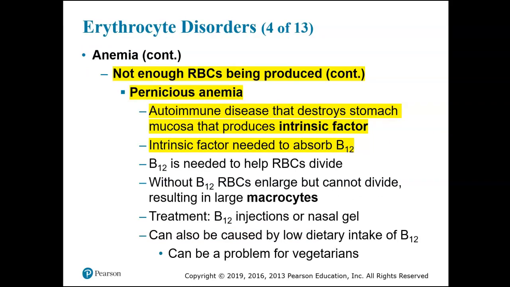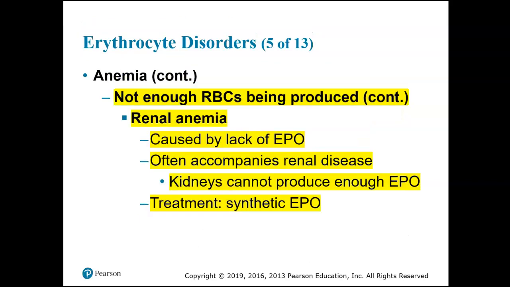Okay, now we call it pernicious anemia whenever you have low levels of intrinsic factor. Intrinsic factor is necessary to absorb vitamin B12. And if you don't absorb vitamin B12, you're not going to produce enough red blood cells. So if you have an autoimmune disease that destroys the stomach mucosa, then you won't produce enough intrinsic factor. And that can cause pernicious anemia. And you can also get it by not having enough vitamin B12 in your diet.